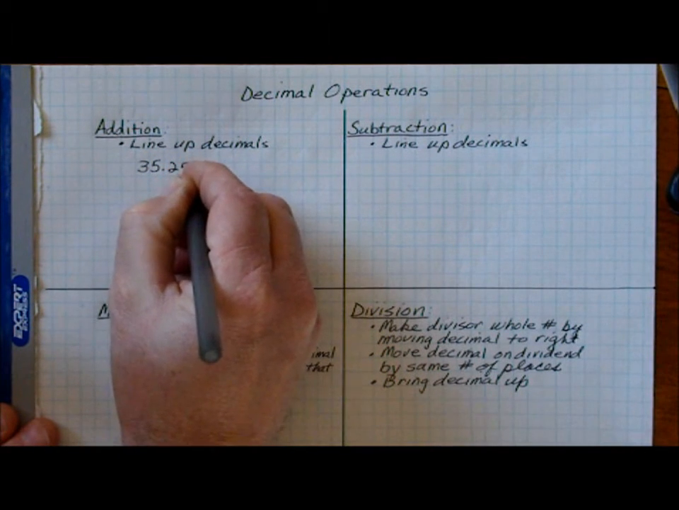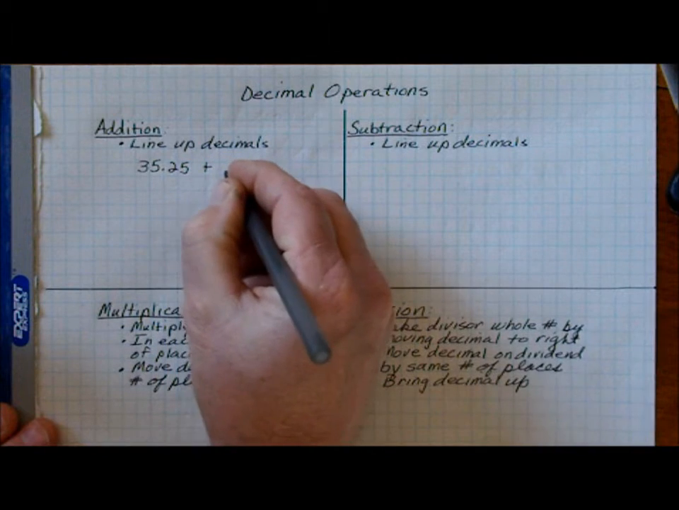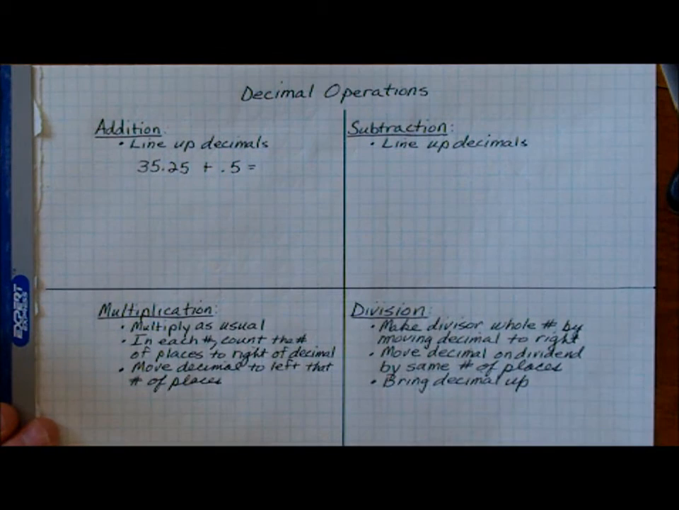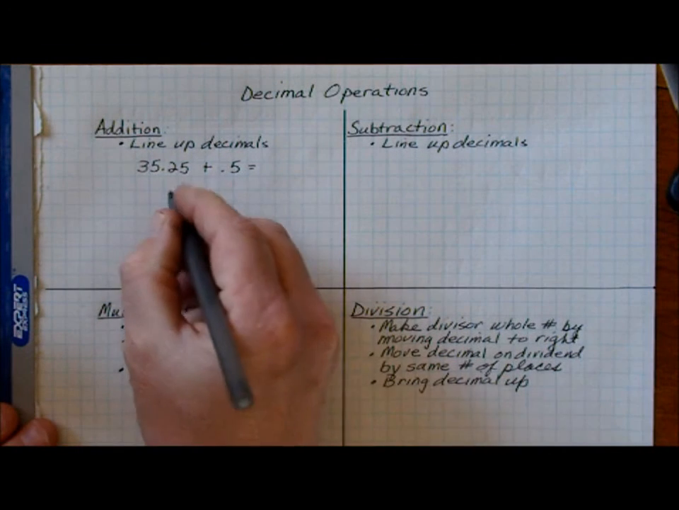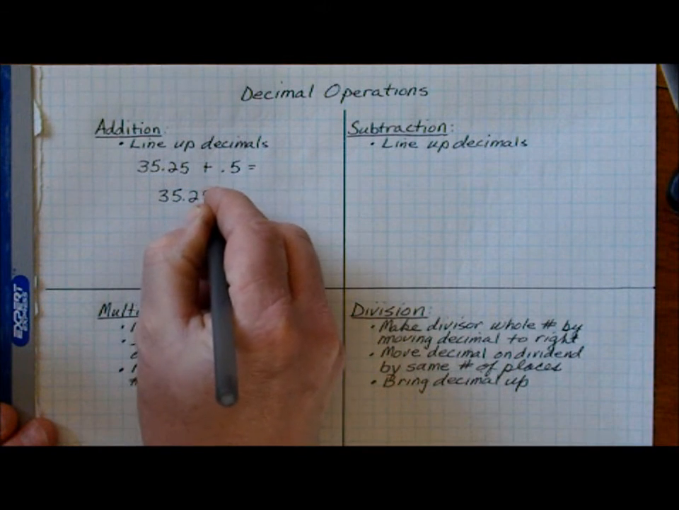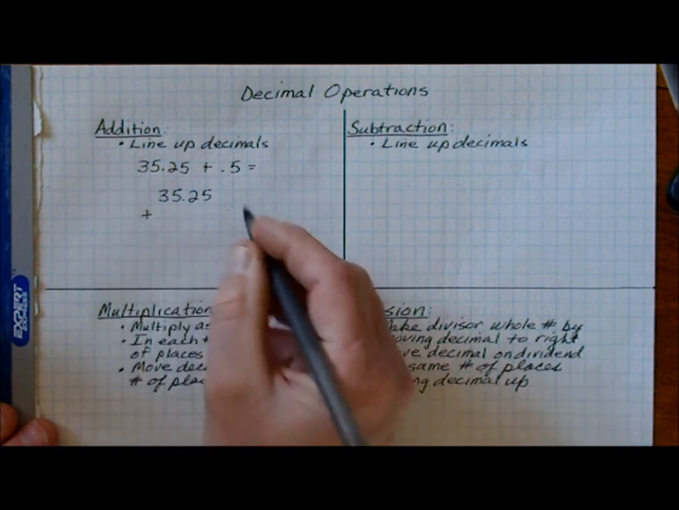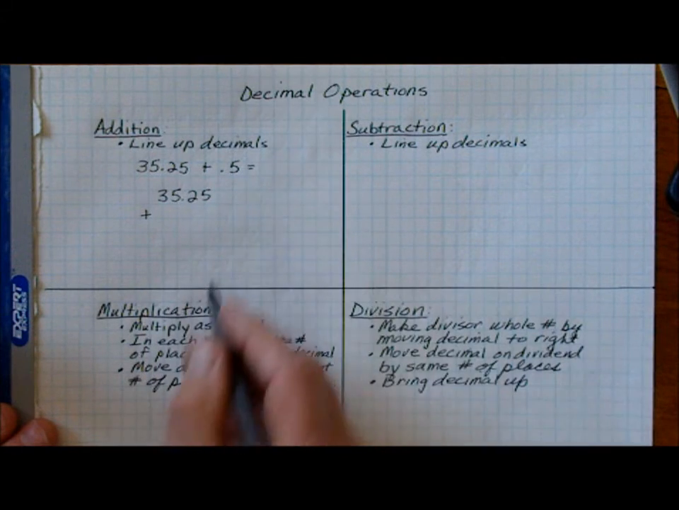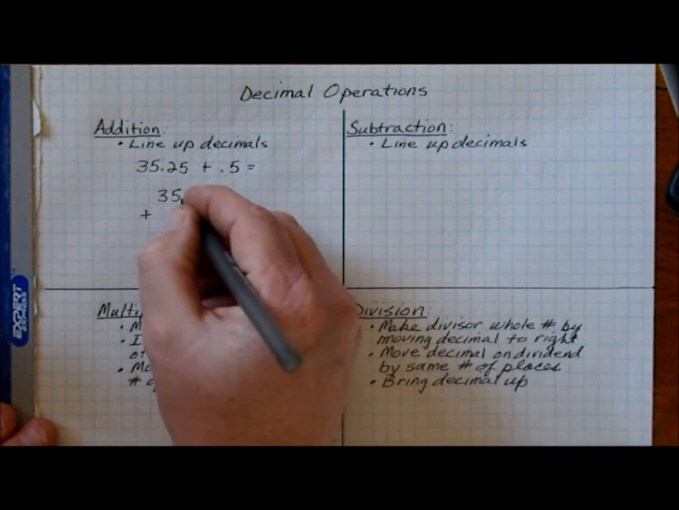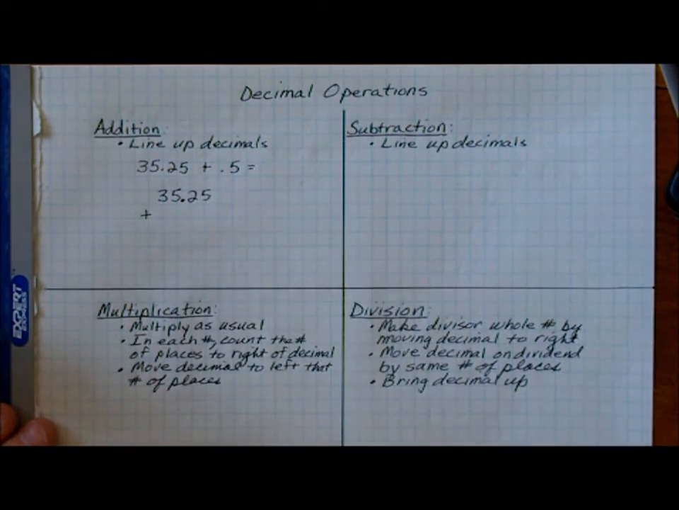35.25, and I'm going to add to it 0.5, or 5/10. I want to see what that equals. So what I'm going to do is, first of all, make the problem vertical. So I'm going to go 35.25 plus 0.5. Now, if these were whole numbers, I'd put the 0.5 down there, but they're not. They're decimals, so I'm going to line up the decimals.